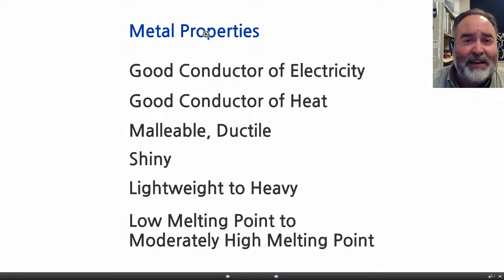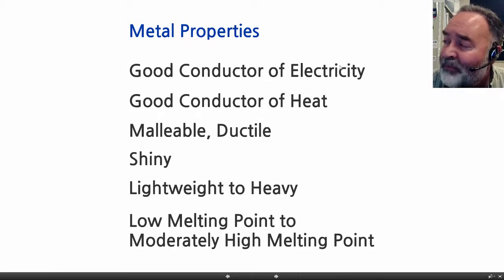So, properties. Back to our properties of being a metal. It's a good conductor of electricity. What's electricity? Electricity is taking electrons from one side of a wire and having them hop, hop, hop, hop, hop to the other side of the wire and then spit out the other side. Metals do that in spades.